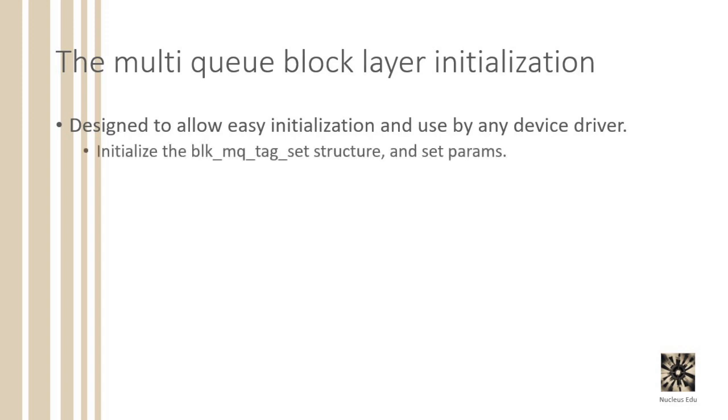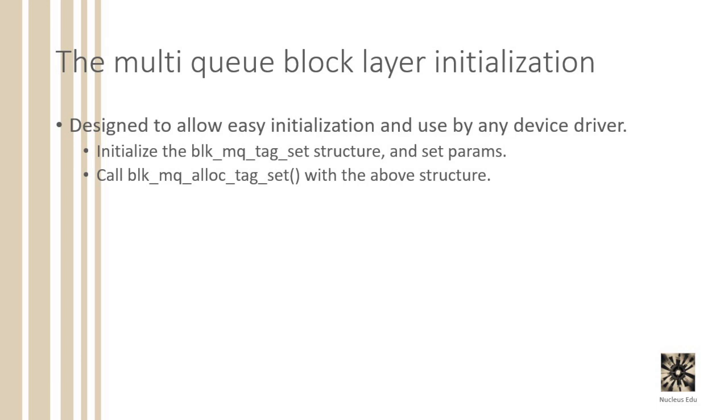Right, so the multi-queue block layer initialization API uses a structure called block MQ tag set for initialization. This structure is a way of communicating your custom driver related information to the MQBL. It contains information about the number of hardware and software queues, command size, and so on. It also contains a pointer to the structure block MQ ops, which contains function pointers to your custom functions, which will be called from the multi-queue block layer code. We will see the essential ones from these functions in a moment.